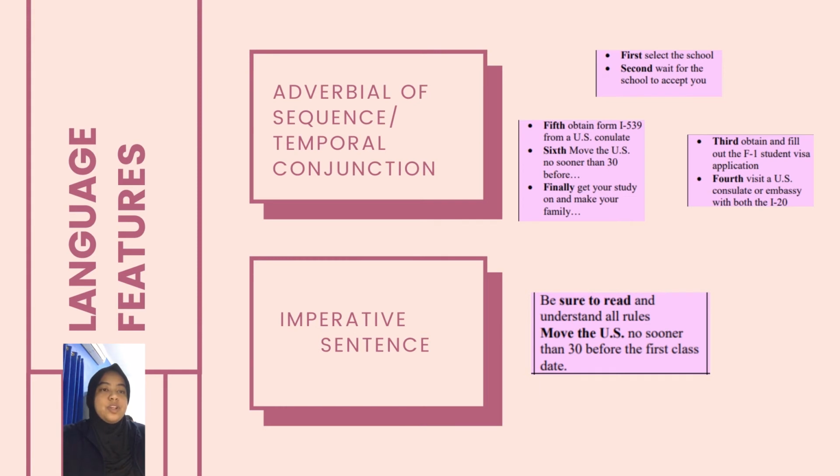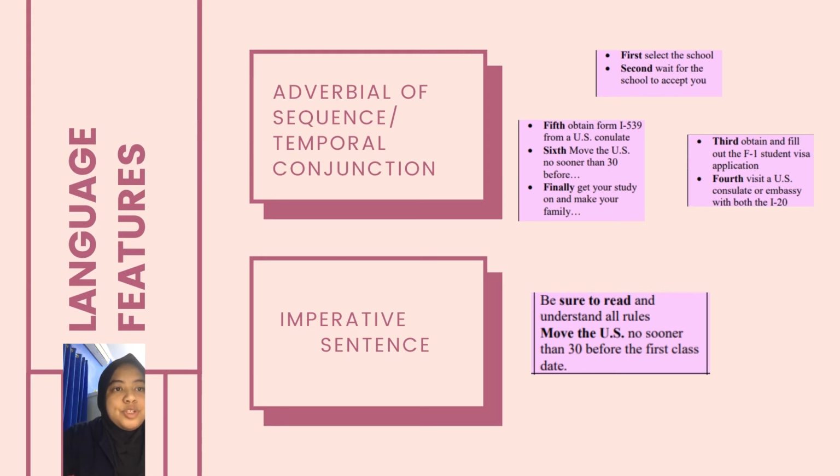And next is the language feature of how to apply for a student visa to the US. In this language feature, we have adverbials of sequence or temporal conjunctions. There are: first, select the school; second, wait for the school to accept you; third, obtain and fill out the F1 student visa application; fourth, visit a US consulate or embassy with both the I-20; fifth, obtain the I-539 from a US consulate; sixth, move to the US no sooner than 30 days before; finally, get your study on and make your family proud.